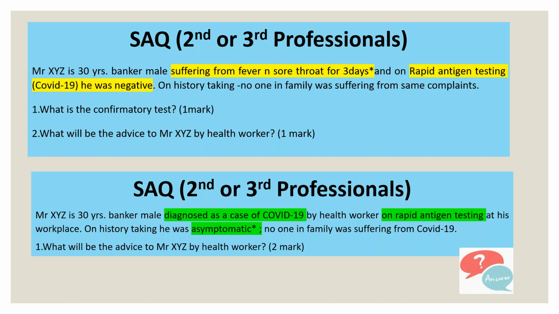Mr. XYZ, a 30-year-old banker, male, diagnosed as a case of COVID-19 by a health worker on rapid antigen testing at his workplace. On history taking, he was asymptomatic. No one in the family was suffering from COVID-19. So the question is, what will be the advice to Mr. XYZ by the health worker? This question will carry 2 marks. So such kinds of short answer questions we have prepared from this topic. Coming to the next slide.